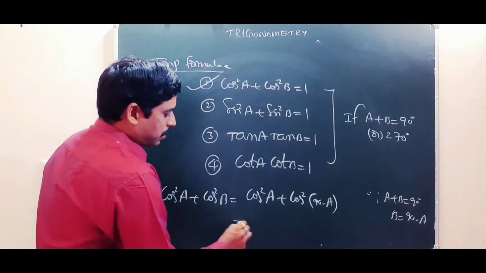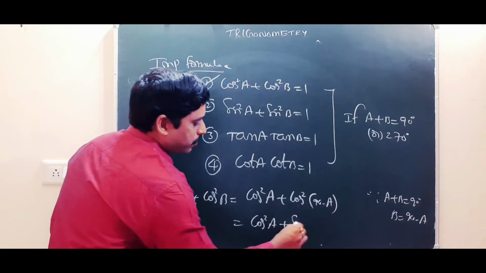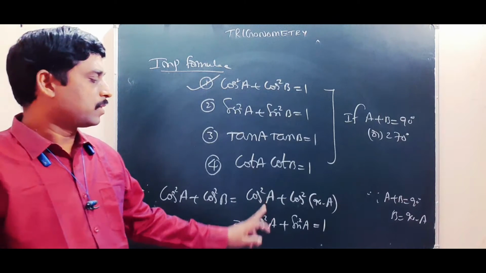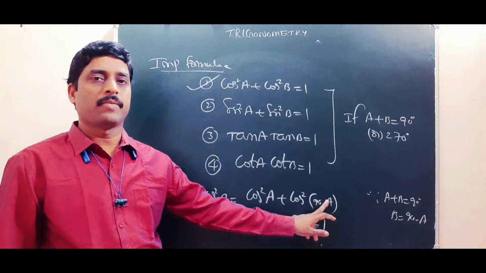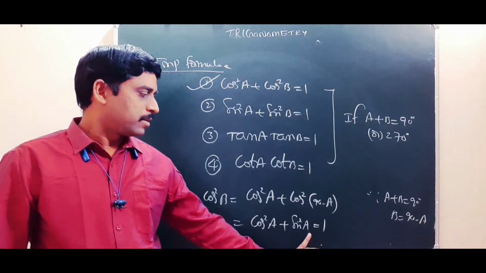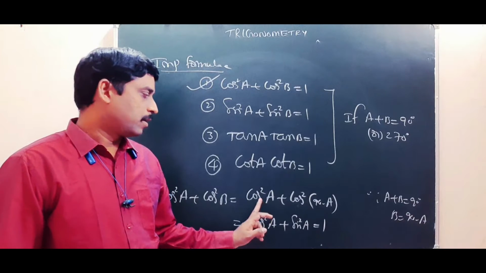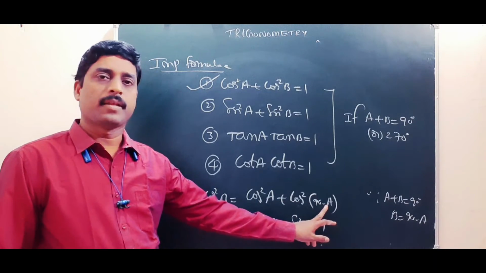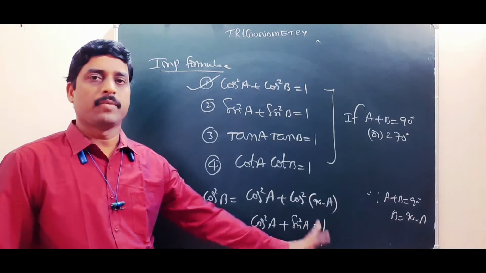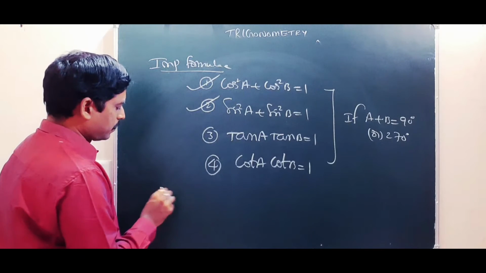So it will be cos square a plus cos(90 minus a), which has the value sin a. Cos square a plus sin square a has the value 1. Okay, now let me explain the second one.